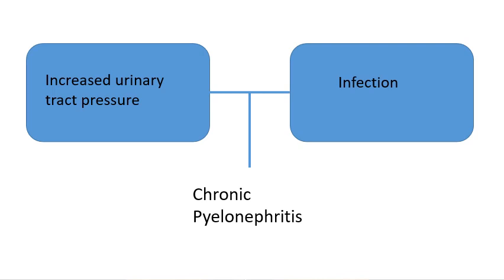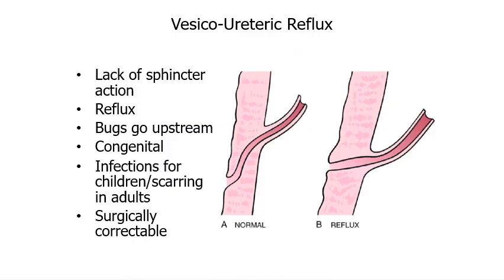So what causes this chronic pyelonephritis? It's largely a combination of infection and an increase in urinary tract pressure, and usually these are both long-standing conditions, so repeated infection and persistent increase in urinary tract pressure. One of the most common causes for the development of this condition of chronic pyelonephritis is vesico-ureteric reflux.